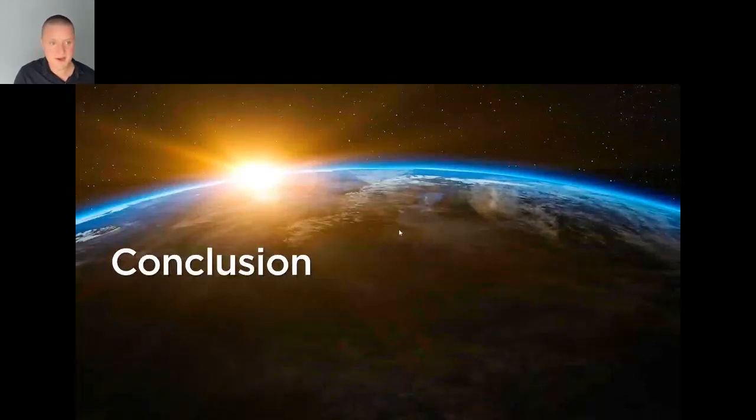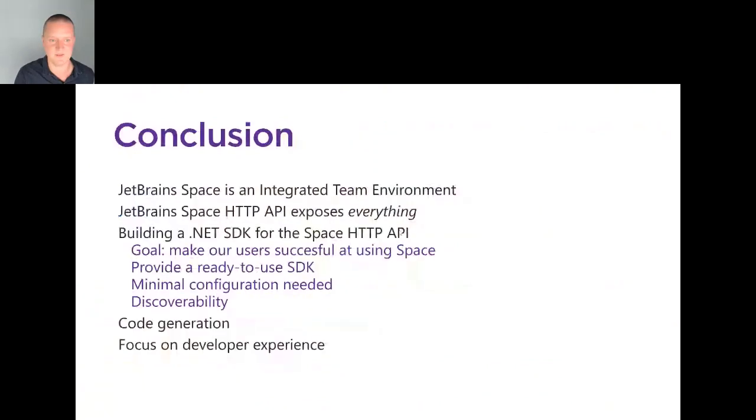Right, so in conclusion, and I know I rushed a little bit over a couple of those things, but again, the goal of this talk was to give you some ideas of what you could do in your own SDKs that you may be building. In conclusion, we've quickly seen Space, really quickly. We've seen that there's an HTTP API to expose everything that is in there, do everything that you can do using the UI. And we wanted to build a .NET SDK to make it easy for you to be successful building your own integrations. We do that using code generation, lots and lots of custom converters in System.Text.Json.